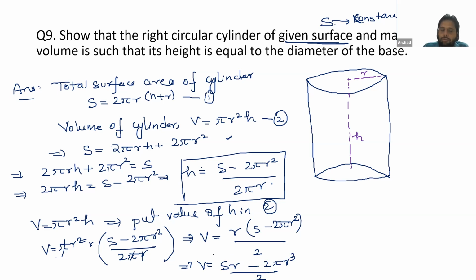Now please continue this. You need to differentiate this. Who can tell me, Josefa, this volume we will differentiate with respect to what? With respect to r. Very good. Now please differentiate this V with respect to r and share the critical points with me. Anyone have a doubt in this? Please let me know.